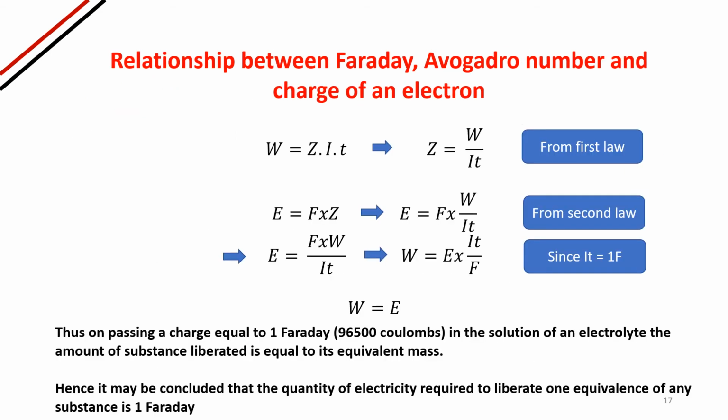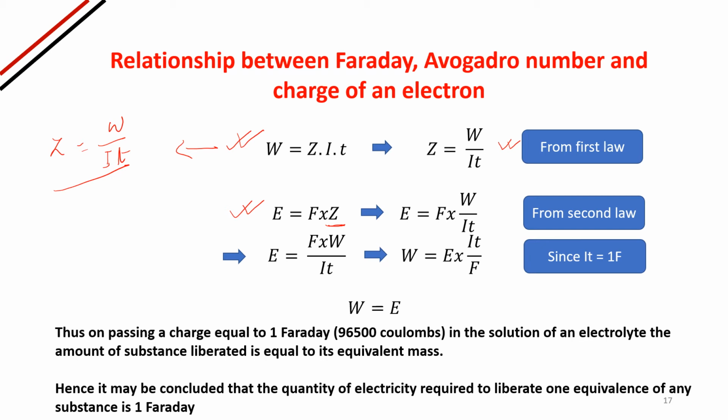Relationship between Faraday, Avogadro number and charge of an electron. From the first law, we get this formula, W is equal to ZIT. From there, Z is equal to W by IT. From the second law, we get the relationship E is equal to F into Z. Now from the first law, Z is equal to W by IT. Just put it in the second law in place of Z. So we get E is equal to F into W by IT.